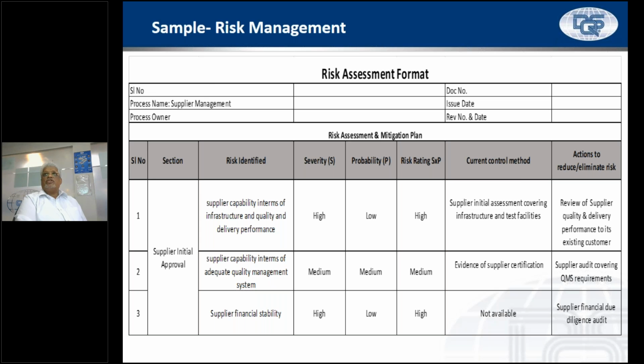And the action to reduce or eliminate the risk could be a supplier financial due diligence audit. That means as an organization, you conduct a due diligence audit, which will help you to understand the financial stability of the supplier, because that information may not be available with the company during the initial approval process. So just to understand in simpler terms, this is something we can consider as an example, as a specimen. And please remember, every organization will come out with their own methodology. That's why, as part of the framework, we understand that it has to be customized. It cannot be one standard mechanism or method. It has to be customized.